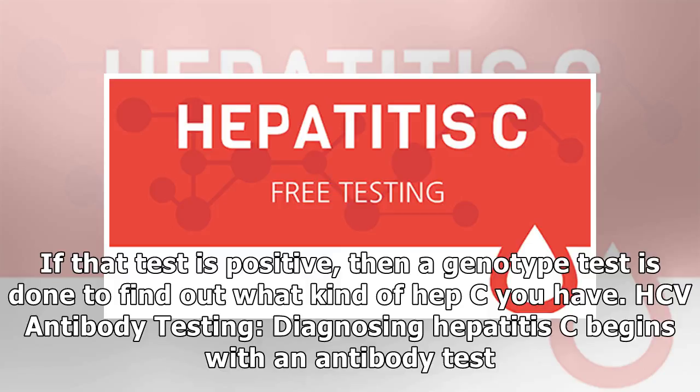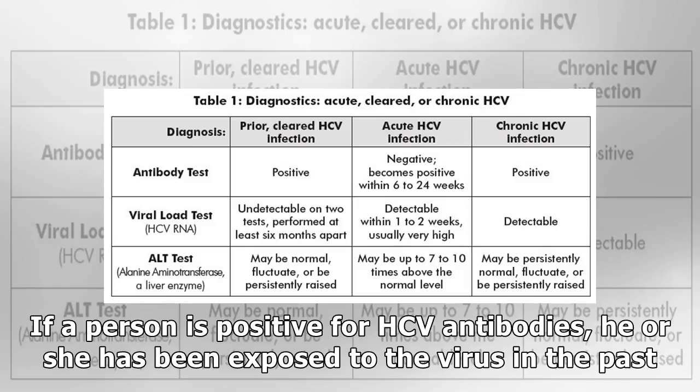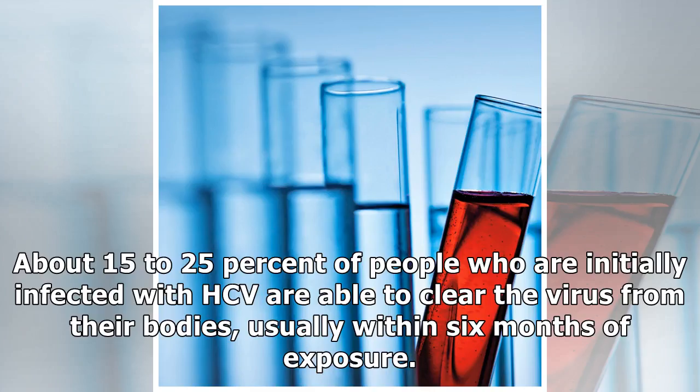HCV antibody testing. Diagnosing hepatitis C begins with an antibody test. Antibodies to HCV can be detected in the blood, usually within 2 or 3 months after the virus enters the body. If a person is positive for HCV antibodies, he or she has been exposed to the virus in the past. About 15 to 25% of people who are initially infected with HCV are able to clear the virus from their bodies, usually within 6 months of exposure.